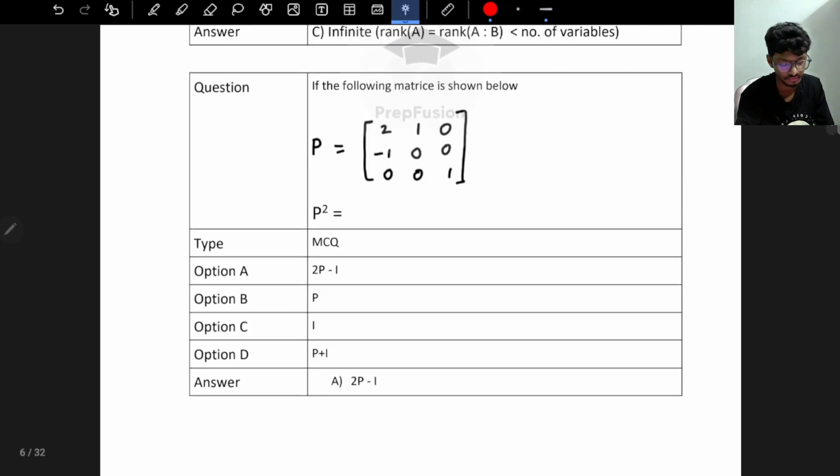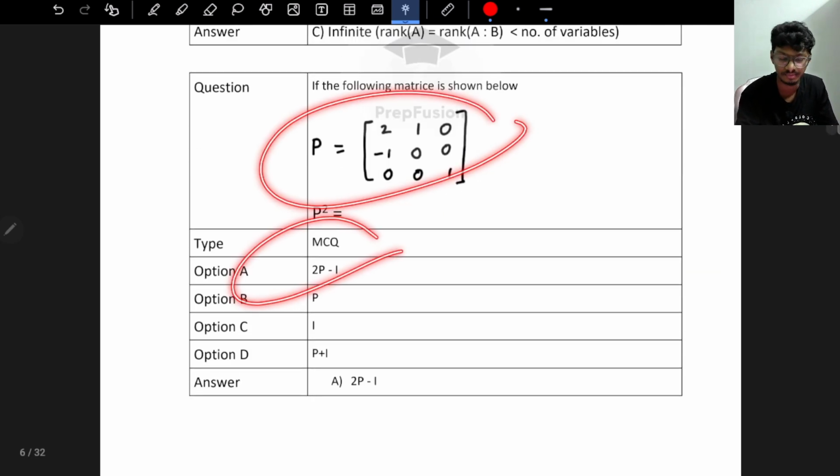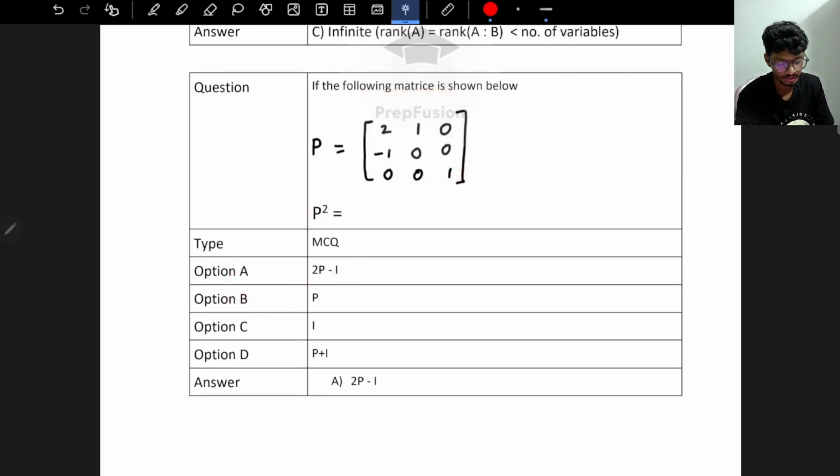Pretty simple and straightforward. Here as well, you are given this P matrix. Simply you have to find out what P square is. So you do the P square, you multiply P again with this.